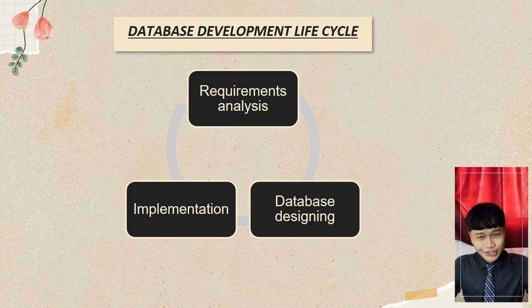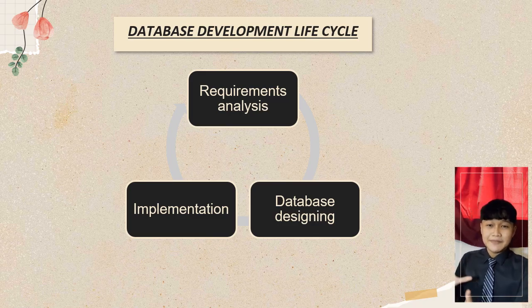Lastly, implementation. Implementation also has two components, which are data conversion and loading, and testing. Data conversion and loading is the stage of relational database design concerned with importing and converting data from the old system into the new database. And testing is the stage concerned with the identification of errors in the newly implemented system. It checks the database against the requirement specification.